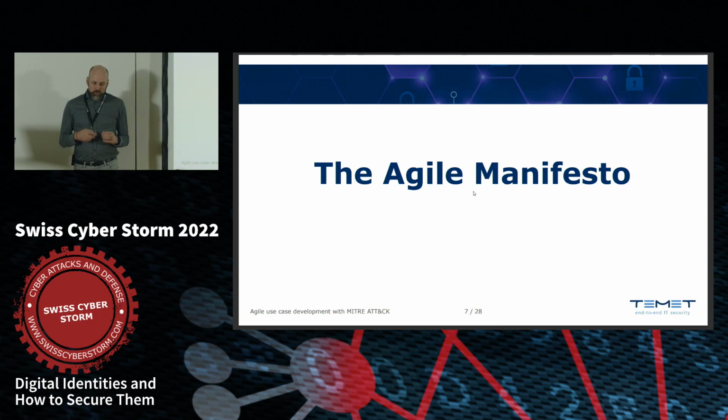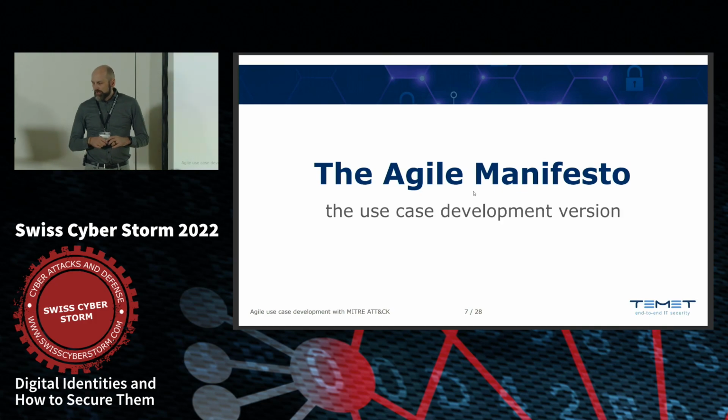And I looked into those and thought about how we can actually use those principles and ideas also in use case development. What I came up with for this talk, which is a shortened version of the Agile Manifesto, I called the use case development version, again with 4 value statements and 5 principles, which are derived directly from those principles proposed in the Agile Manifesto, but adapted to the problem of use case development.